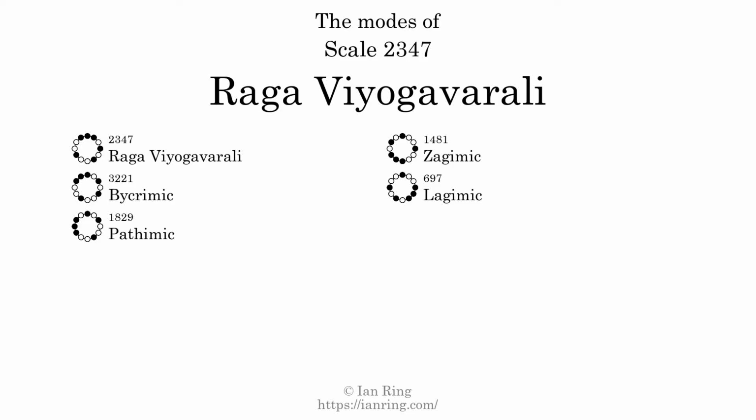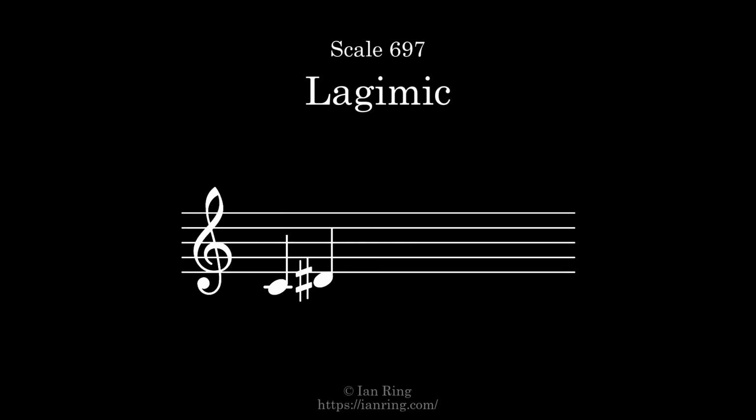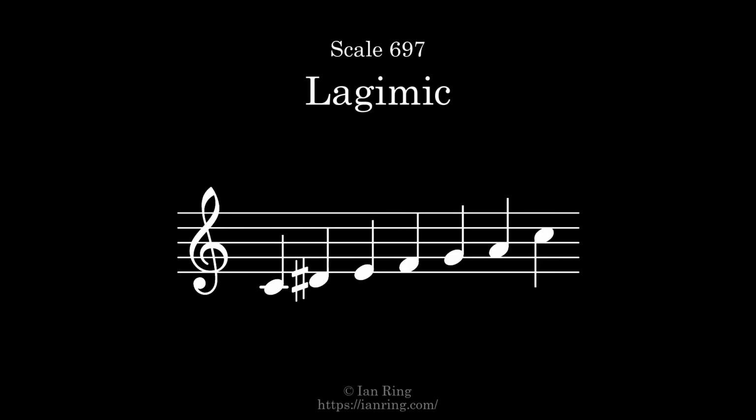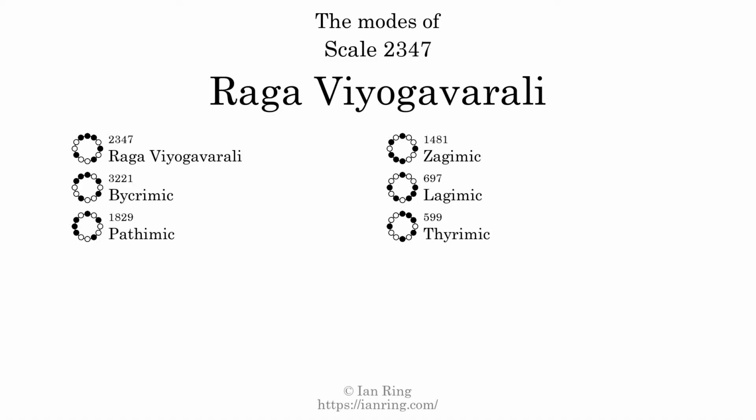The fifth mode is scale 697, also known as logimic. It sounds like this. The sixth and last mode is scale 599, also known as theoremic. It sounds like this.